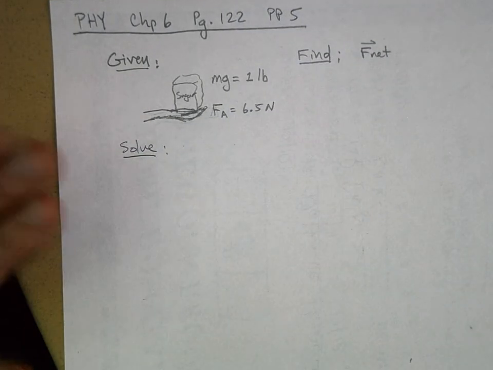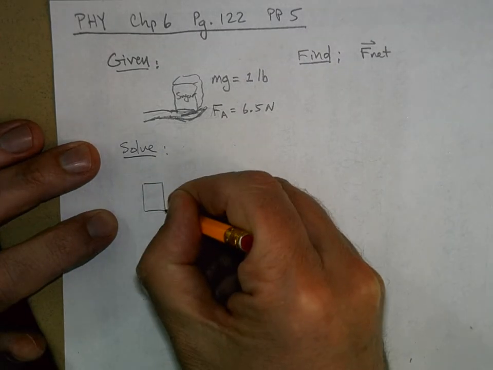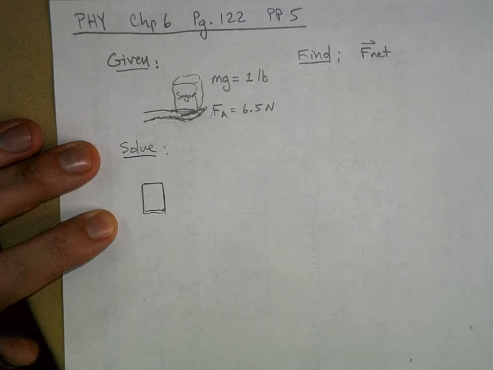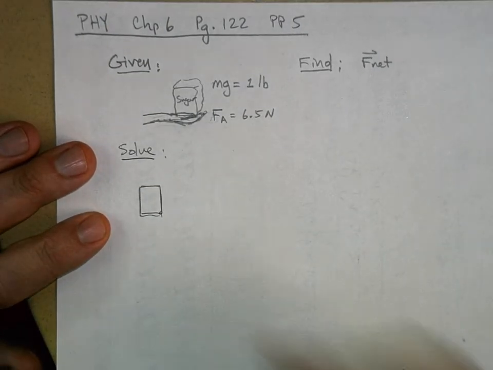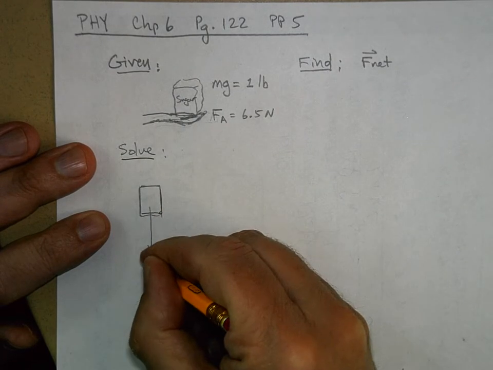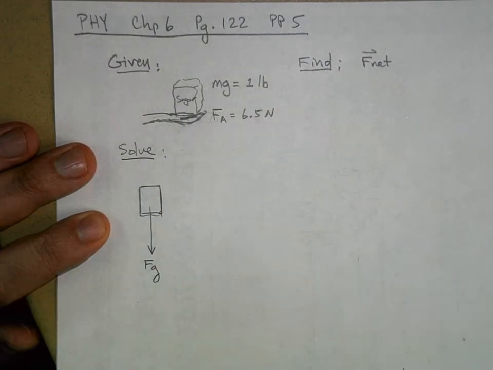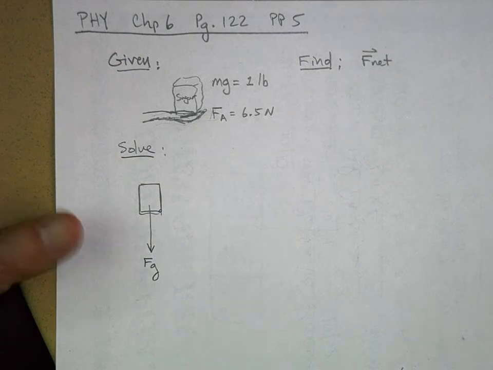let's draw a free-body diagram. So I'm just going to draw the sugar as a rectangle. Bags of sugar are rectangles. And so here's what we've got. We've got gravity. Here's the force of gravity pulling it down, F sub g. Call it the force of gravity.